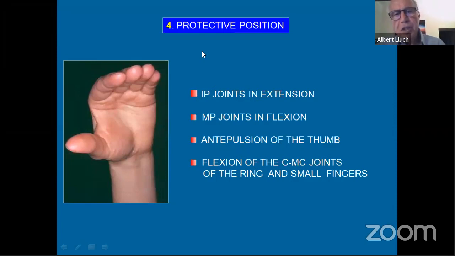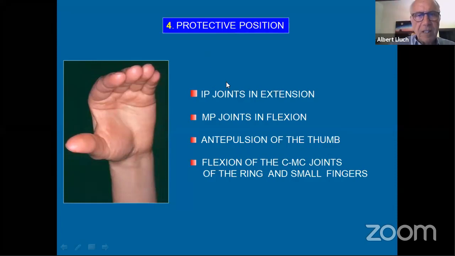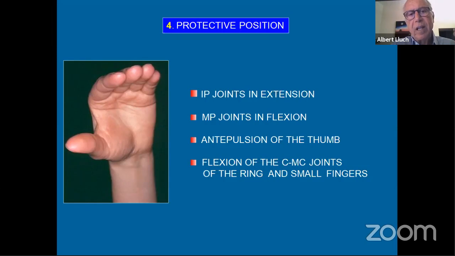In the protective position, in order of importance, is the PIP joints. They should always be in full extension, not in 5 degrees of flexion or 20 degrees of flexion, because it will become stiff in 5 or 20 degrees of flexion. Should be exactly at 0 degrees, in full extension. And this is the most important thing, because the PIP joint is the stiff joint that is most difficult to treat, and you don't want to have a stiffness of the PIP joints.